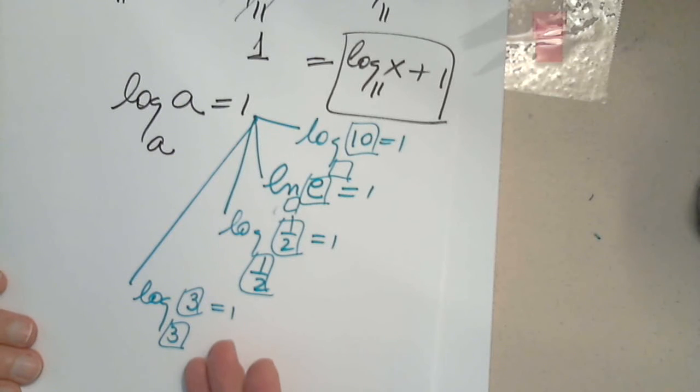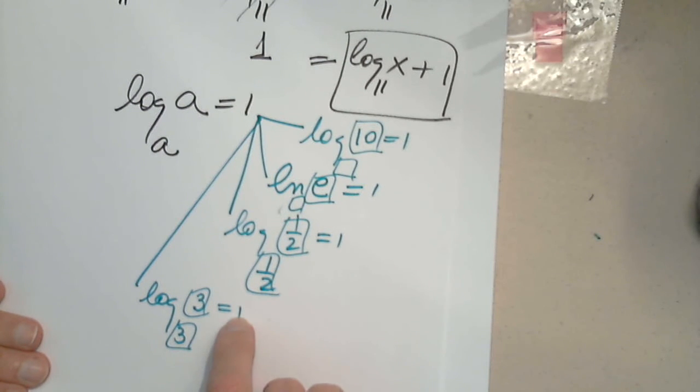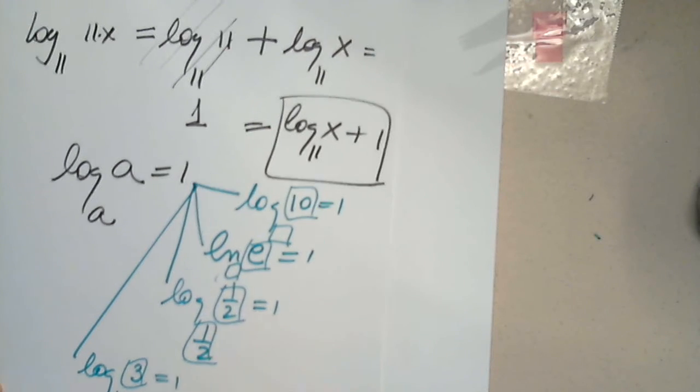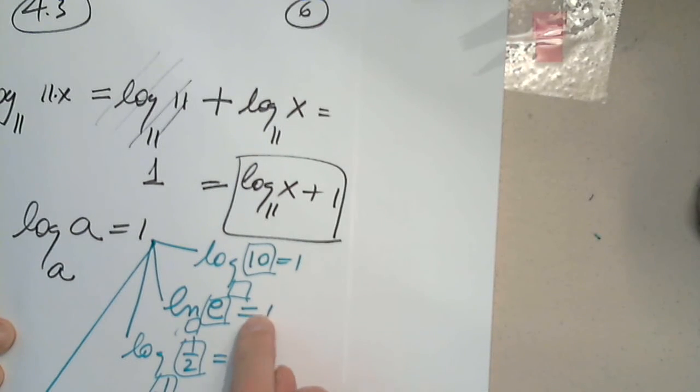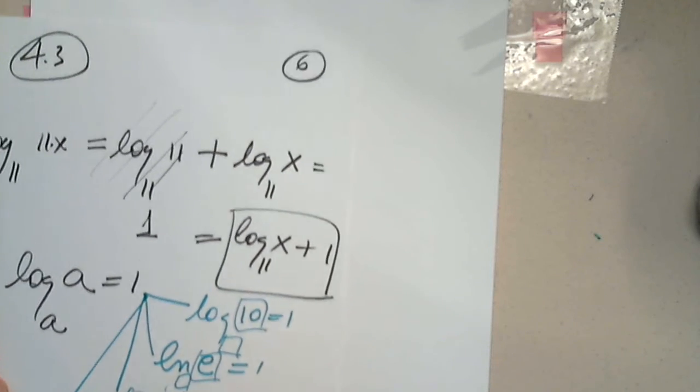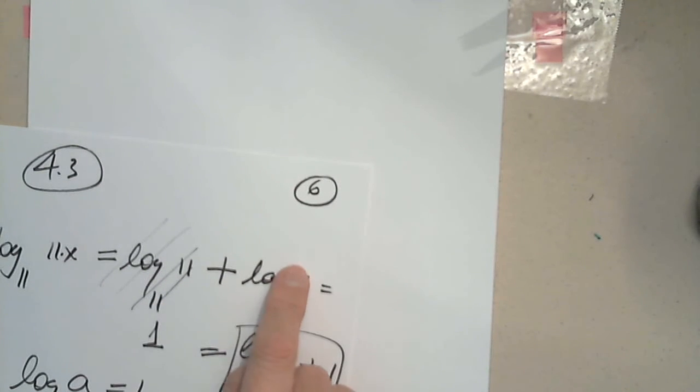Because I can change it into an exponential equation. 3 raised to the first power equals 3. 1/2 raised to the first power equals 1/2. e raised to the first power is e. 10 to the first power is 10. 11 to the first power is 11.